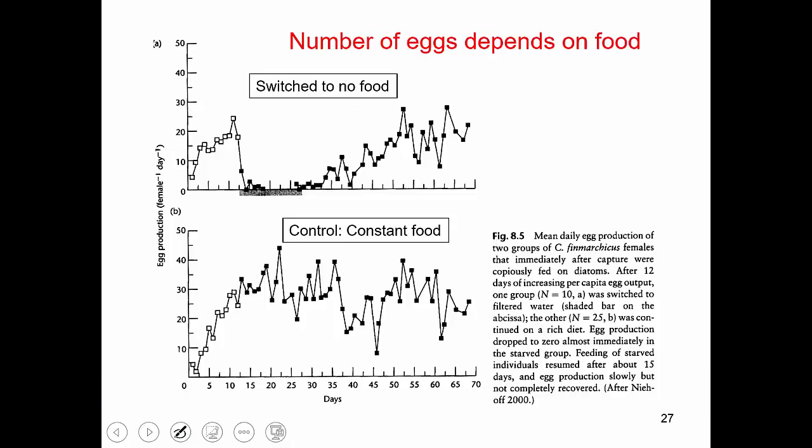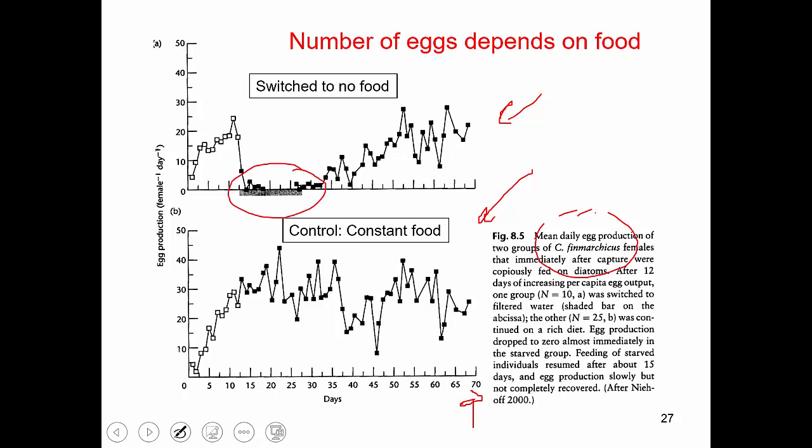And so what are those stages dependent on? Well, again, prey concentrations. And it's a very complicated graph to illustrate a very simple point. I think about how much work must have gone into doing this graph, all the days. I'm sure some graduate student did it. Basically they looked at egg production by this Calanus animal. One group they just kept with food, and the other one they starved for a period of time right here.